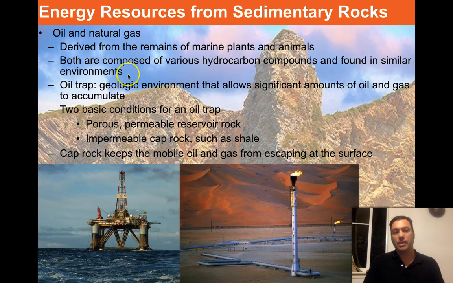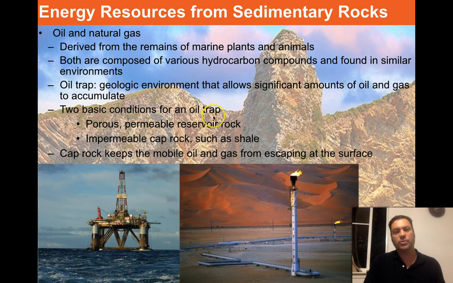Kind of neat. So in order to get the oil, you need to have something called an oil trap. And an oil trap is a geologic environment that allows significant amounts of oil and gas to accumulate. And so here we can see places where they're taking advantage of oil traps. This is an offshore drilling rig. And then this is, of course, a Saudi Arabian oil field where they're taking advantage of the oil coming out. And they're actually getting so much natural gas and some extra gases that they don't want that they burn it off.